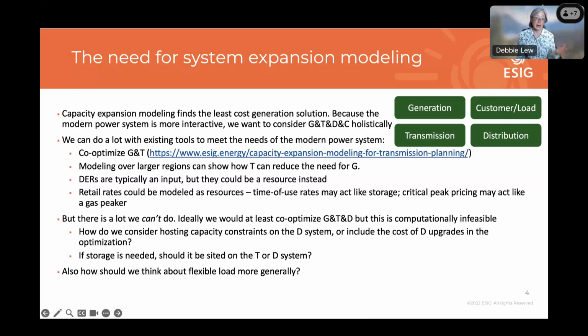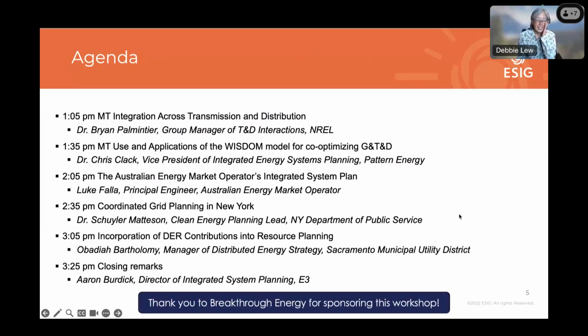So today we're going to dive into these types of questions, and we have a packed agenda this afternoon. Dr. Bryan Palmintier from NREL is going to talk about integration across the transmission distribution system. Dr. Chris Clack is going to talk about the WISDOM model that can be used in co-optimizing across generation, transmission, and distribution.